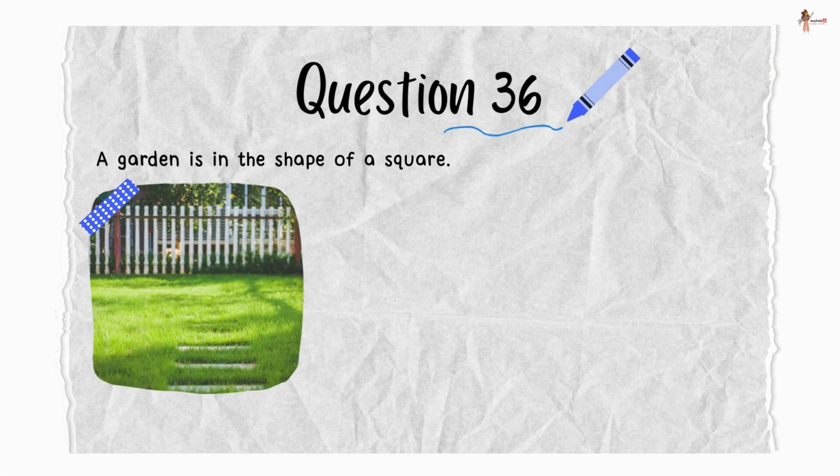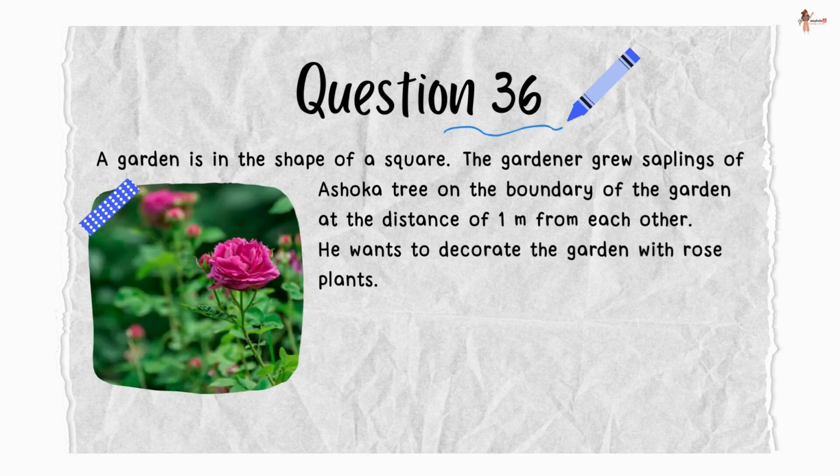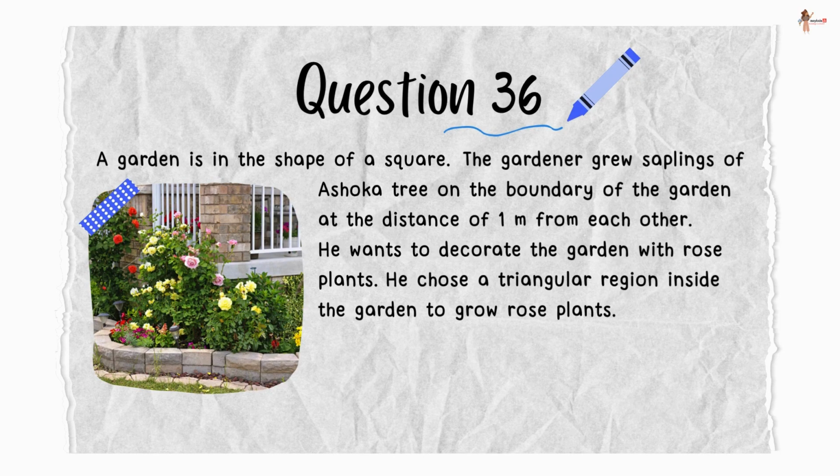A garden is in the shape of a square. The gardener grew saplings of Ashoka tree on the boundary of the garden at the distance of 1 meter from each other. He wants to decorate the garden with rose plants. He chose a triangular region inside the garden to grow plants.